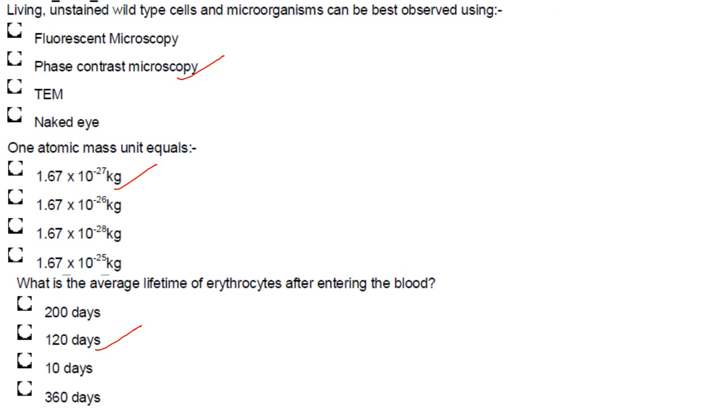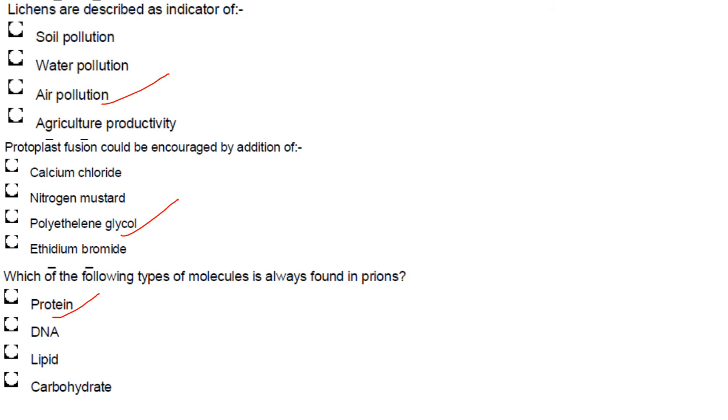Then next one. Living unstained wild type cells and microorganisms can be best observed using phase contrast microscopy. Answer is option B. Then 1 atomic mass unit equals 1.67 times 10 raised to minus 27 kilograms. Answer is option A. What is the average lifetime of erythrocyte after entering the blood? It is 120 days. Answer is option B.